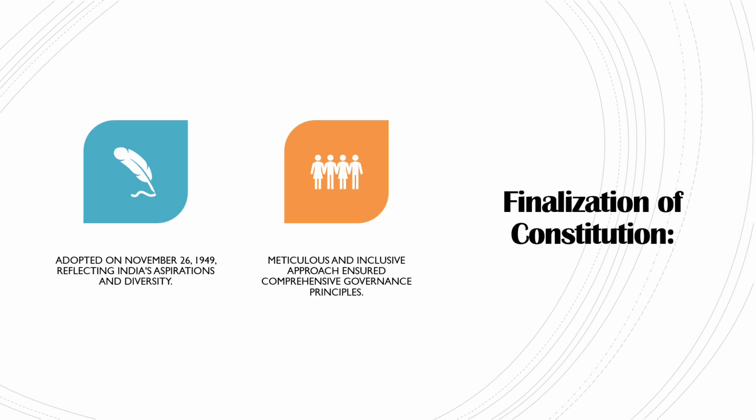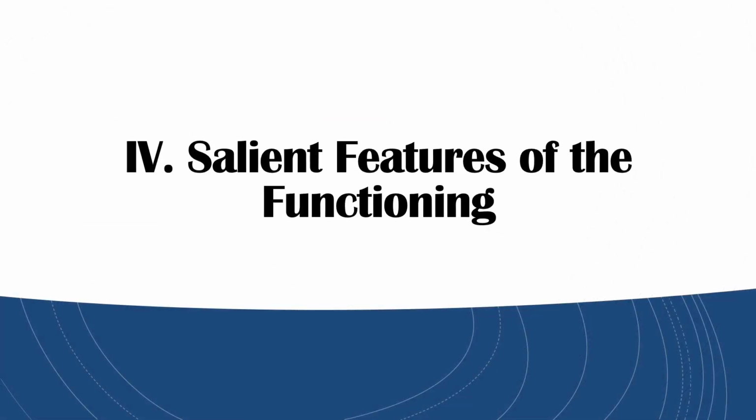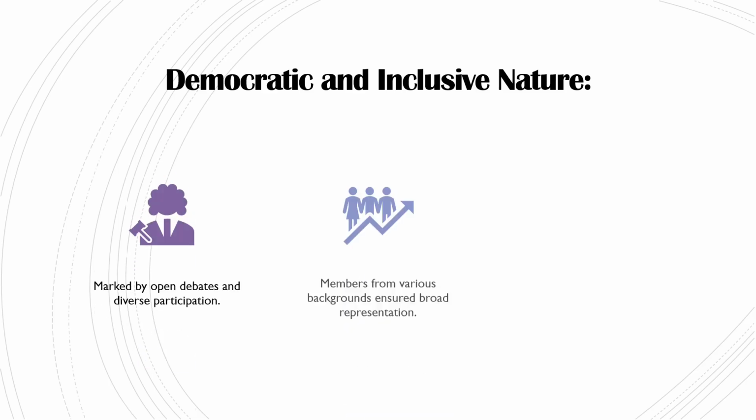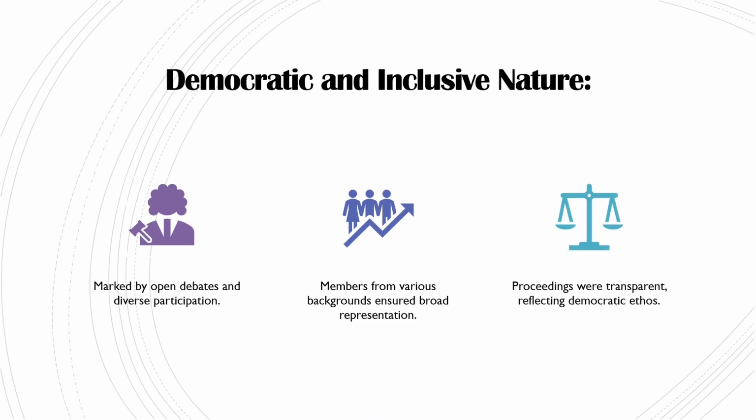Moving on to the salient features of the functioning. The functioning of India's Constituent Assembly was marked by its democratic and inclusive nature, characterized by open debates and diverse participation. Members from various backgrounds, including different regions, religions, and social strata, contributed to discussions, ensuring a broad representation of India's pluralistic society. The Assembly's proceedings were transparent, with debates often held publicly, reflecting the democratic ethos of the emerging nation.